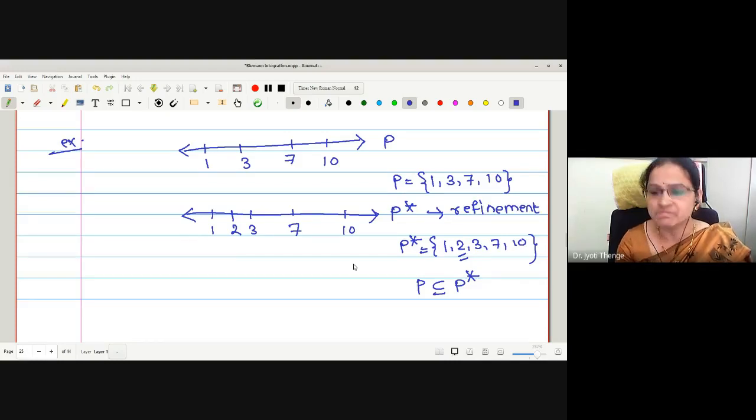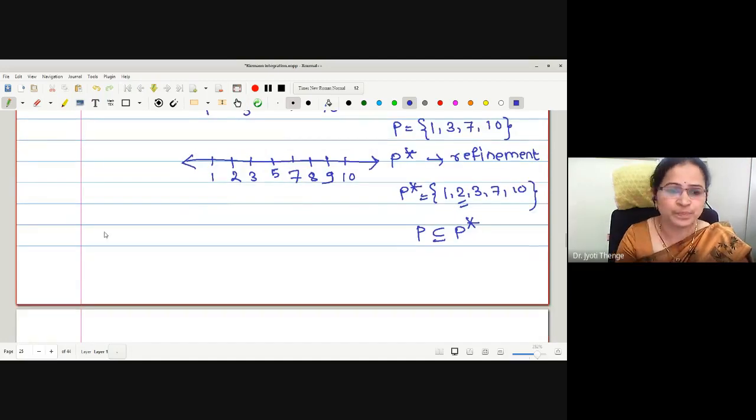Okay, very simple meaning it is for refinement. We just increase the points in the given partition. This is a refinement. Let me add one more point here. Let me write it as 5. Let me add 2 more points here, 8 and 9. Therefore, what is this? P dash I will write. What is P dash? 1, 2, 3, 5, 7, 8, 9 and 10.